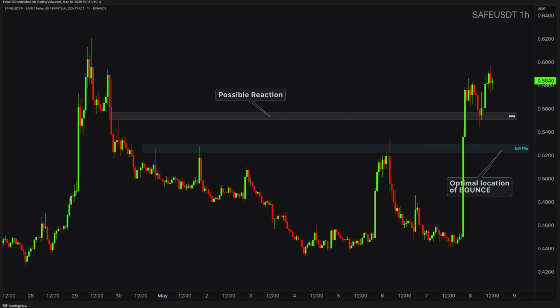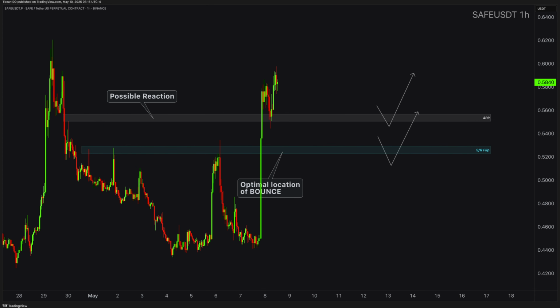So what does this chart tell me? Due to my analysis, I have two great bounce locations, but I have zero idea where the price can react or bounce exactly. So what can I do? My best chance is going into lower time frames and observing the possible price action at lower time frames and checking for the market structure change.